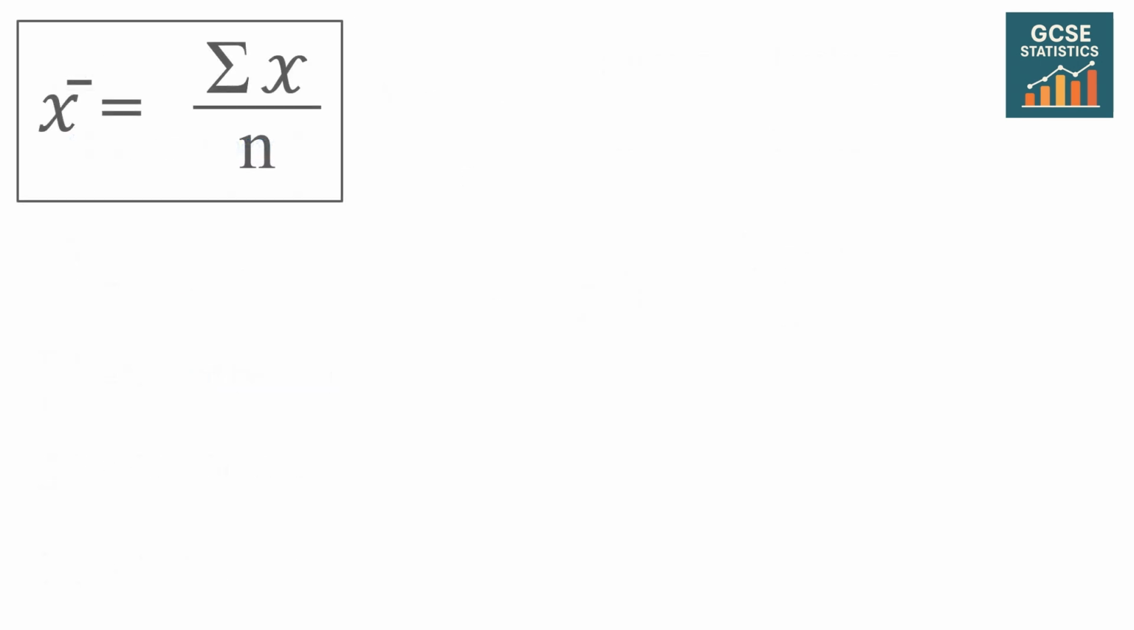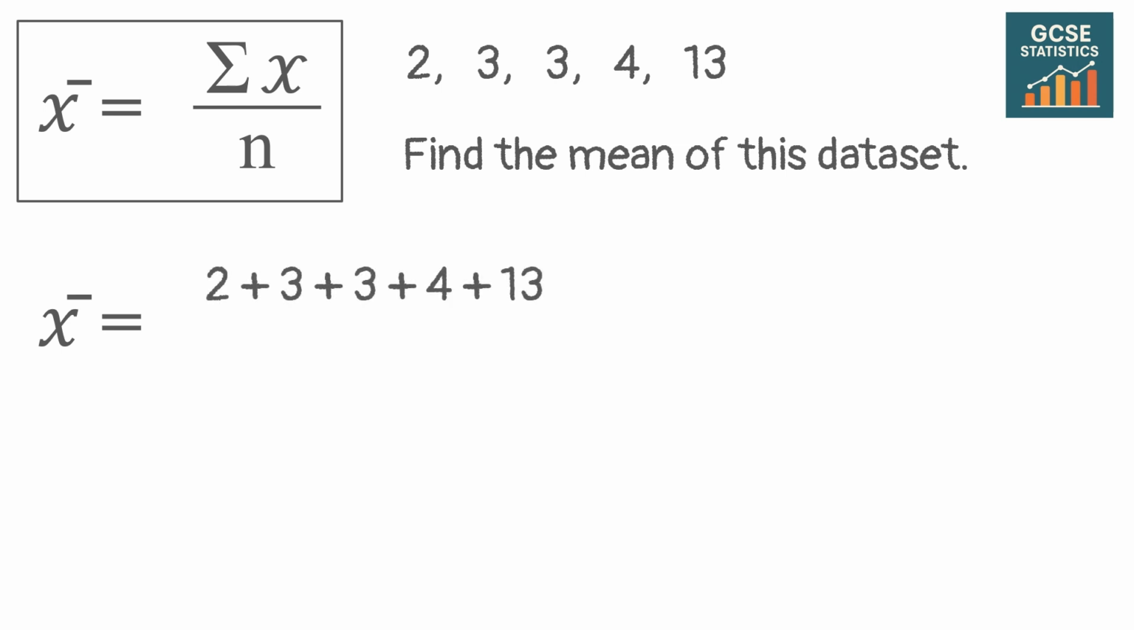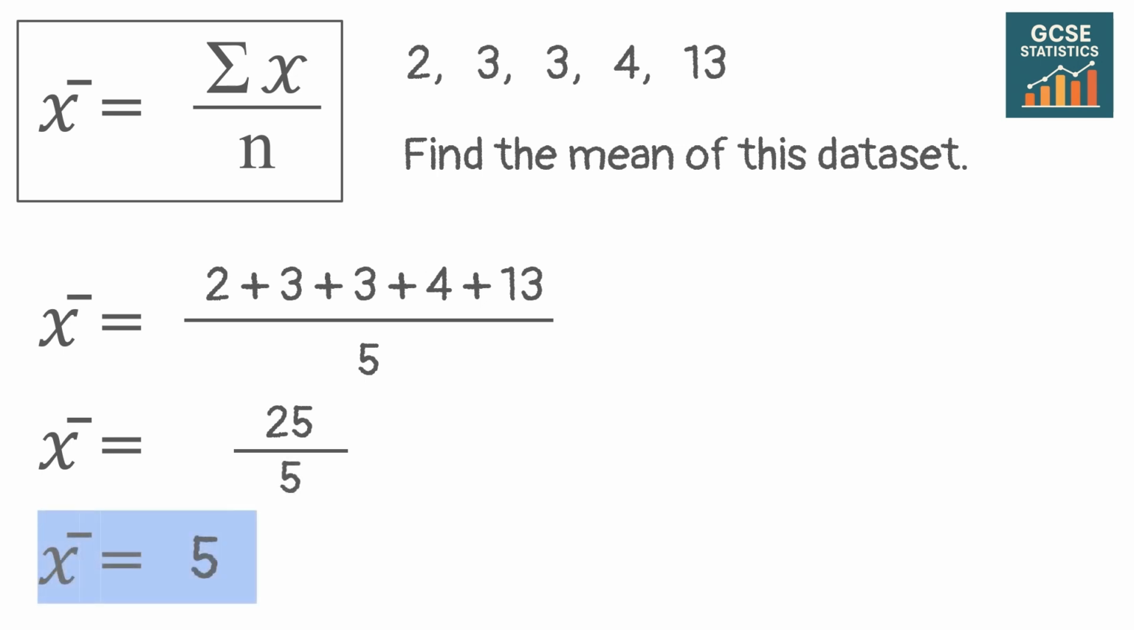With the formula now at the top left, we can now look at an example. The following numbers are 2, 3, 3, 4, and 13. Find the mean of the dataset. I simply need to first find the sum of the values: 2 plus 3 plus 3 plus 4 plus 13, and then divide by the number of values, in this case 5. We can then simplify this to 25 over 5, which gives us a mean of 5.